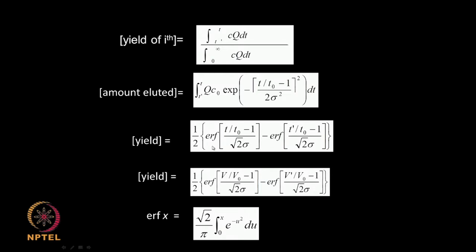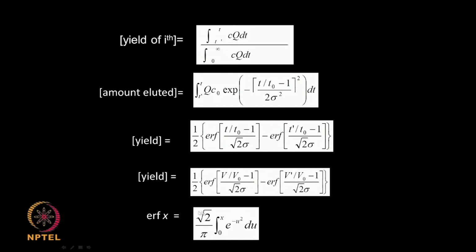So, yield is given by half of error function of (t by t0 minus 1) divided by square root of 2 sigma, minus error function of (t dash by t0 minus 1) divided by square root of 2 sigma. Okay. Here you are collecting samples between t dash and t. Similarly, if we want to use V, then instead of t we put V. So, we get V by V0 and V dash by V0.